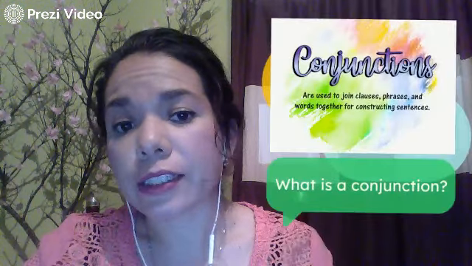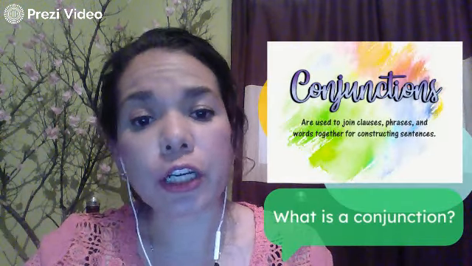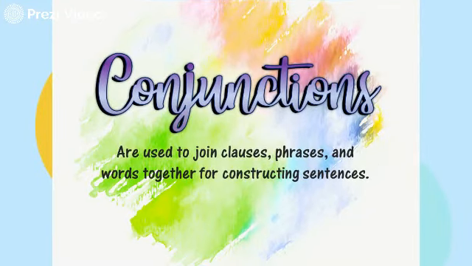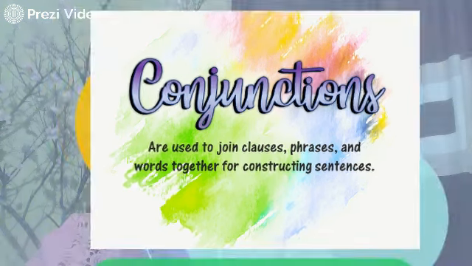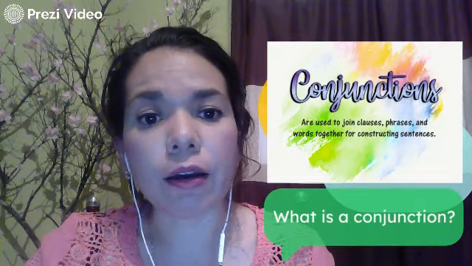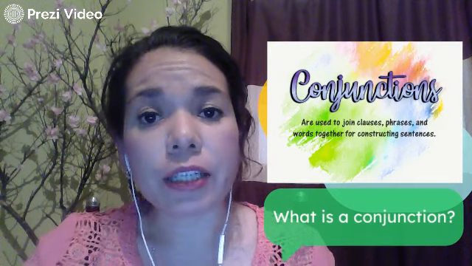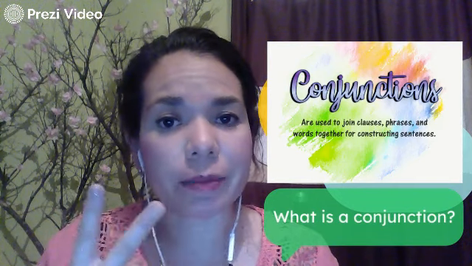Today we're going to start a new topic called conjunctions. So let's start with our definitions that are going to help us. First, we need to know what is a conjunction. Conjunctions are words that join clauses, phrases, and words together for constructing sentences. There are many different words that are conjunctions, but today we're only going to learn two types, okay?